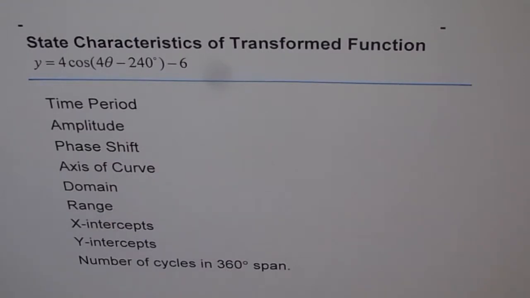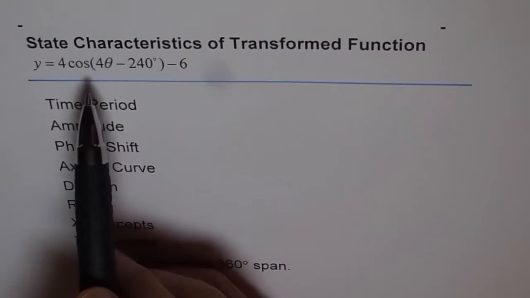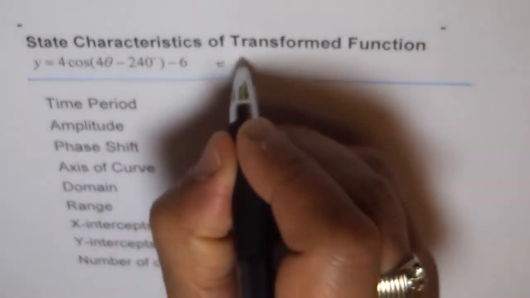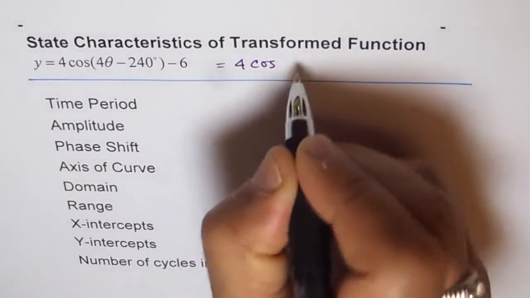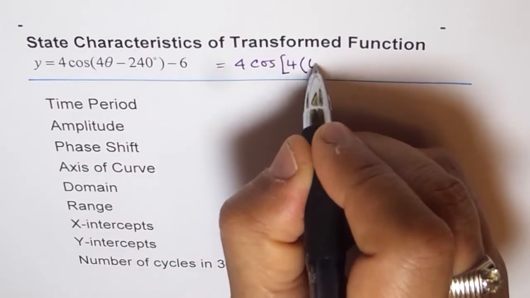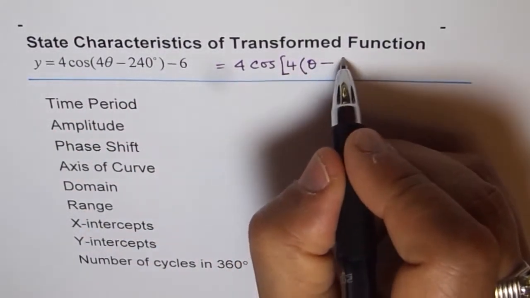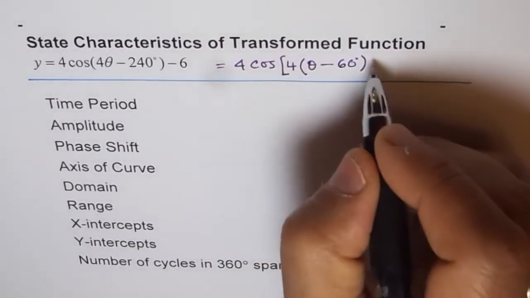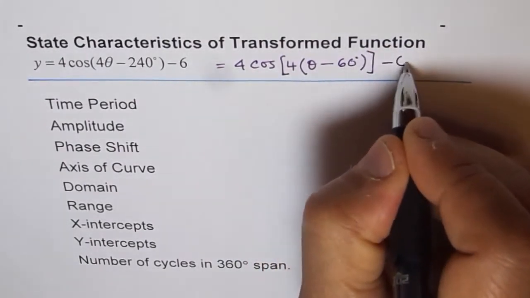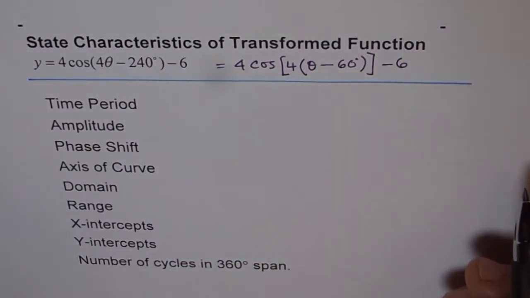My recommendation is when you get an equation like this, first and foremost factor out 4. That will give you the k value, right? So you should start from here. So we get 4 cos of, then we use square brackets to factor 4 out, and then the normal brackets: θ minus 240 divided by 4, so you get 60 degrees, bracket close, minus 6. Now all the answers are very clear in this equation, correct?